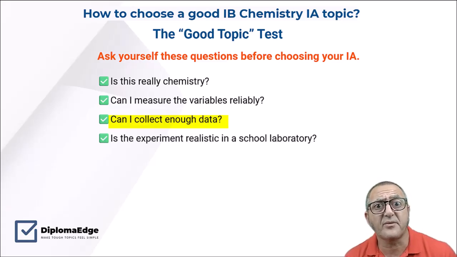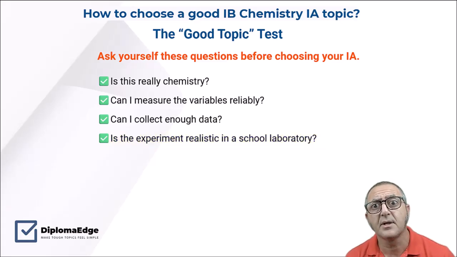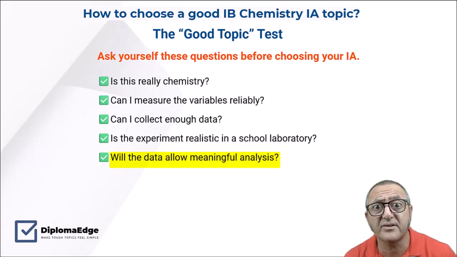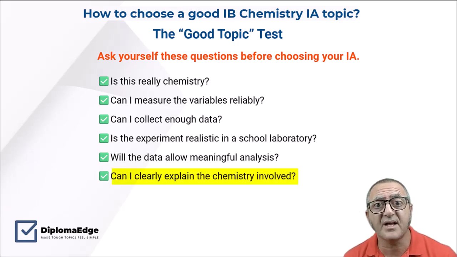Is the experiment realistic in a school lab? Or do you need things that you don't really have access to? Will the data allow for a meaningful analysis? So are you getting data that is giving you patterns or trends that you can identify in the analysis? And finally, can you explain the chemistry behind your investigation? Do you understand what you're doing? This is very important.